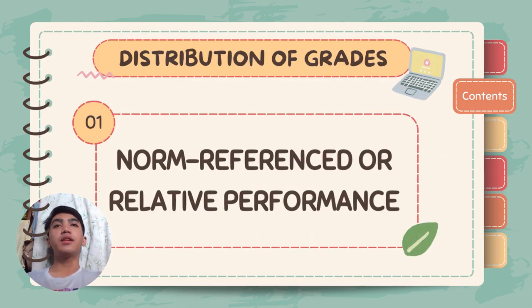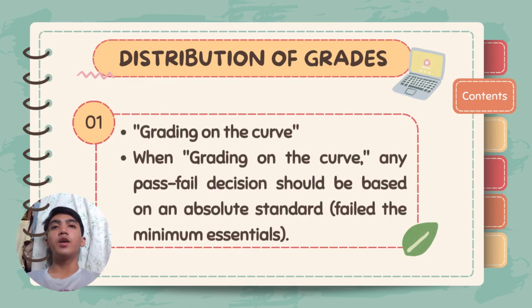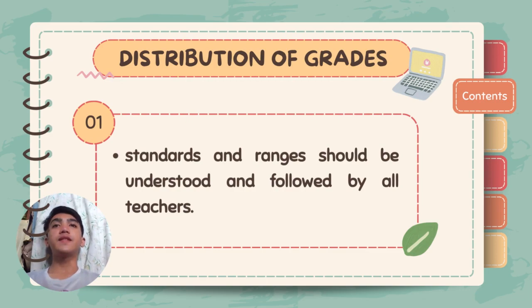Now let's talk about the distribution of grades. The first one is the norm referenced, or relative performance. What do we mean by distribution of grades in norm referenced, or relative grading? When we say relative grading or norm referenced grading, it is about grading on the curve. When grading on the curve, any pass-fail decision will be based on an absolute standard or the minimum essentials. And lastly, standards and ranges should be able to be understood and followed by all teachers.